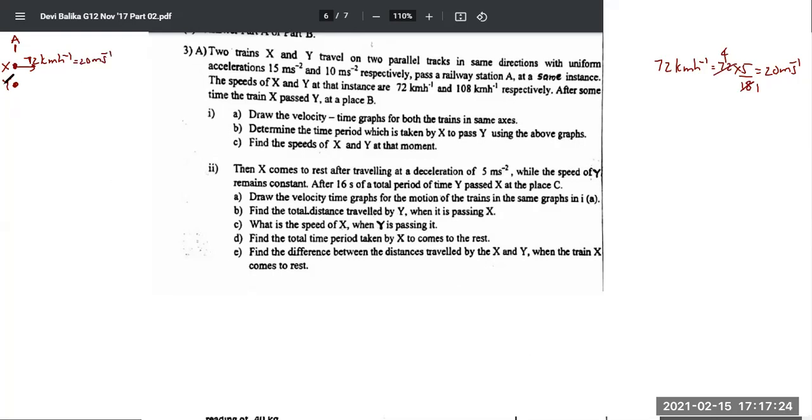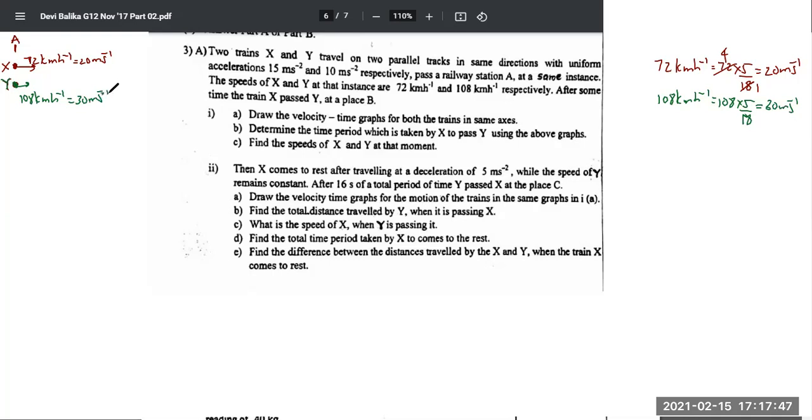And the other one, let's use a different color for Y. Y is traveling at what speed? It's passing that point at 108 kilometers per hour. So when you convert 108 kilometers per hour to meters per second, you have to multiply again by 5 by 18, which is 6 into 5, 30 meters per second. So the velocity is 30 meters per second when it passes.